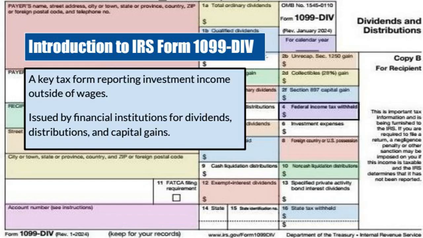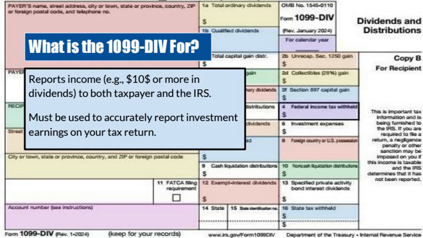IRS Form 1099 DIV, officially titled Dividends and Distributions, is a crucial informational tax document used to report various types of income received from investments, primarily in taxable brokerage accounts. Banks, brokerage firms, and other financial institutions issue this form to taxpayers who have received $10 or more in dividends, capital gain distributions, or other distributions during the calendar year.